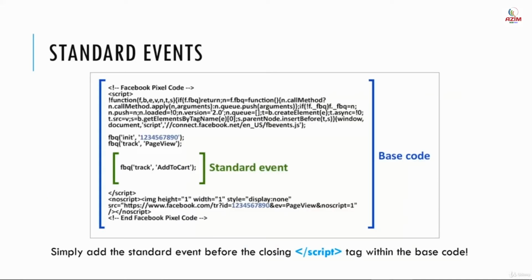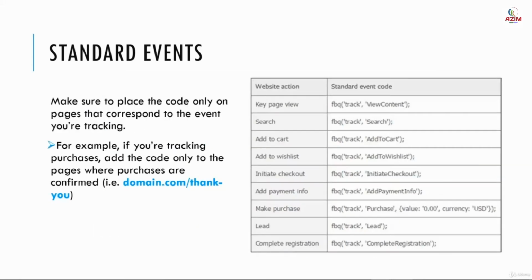So simply add the standard event before the closing script tag within that base code. And remember, this base code or Facebook pixel is what we paste in before the closing head tag on each page. So this standard event addition of Add to Cart would be added before this closing script tag on the Add to Cart page. So make sure to place the code only on pages that correspond to the event you are tracking.